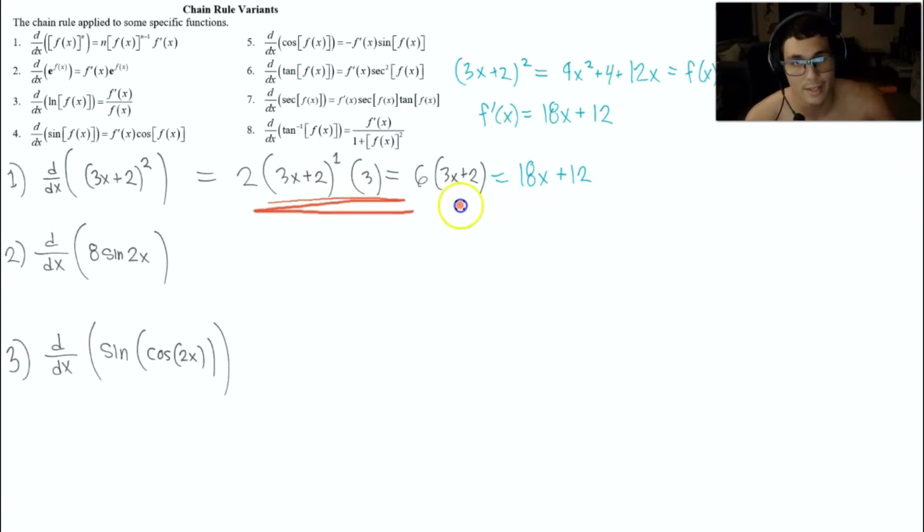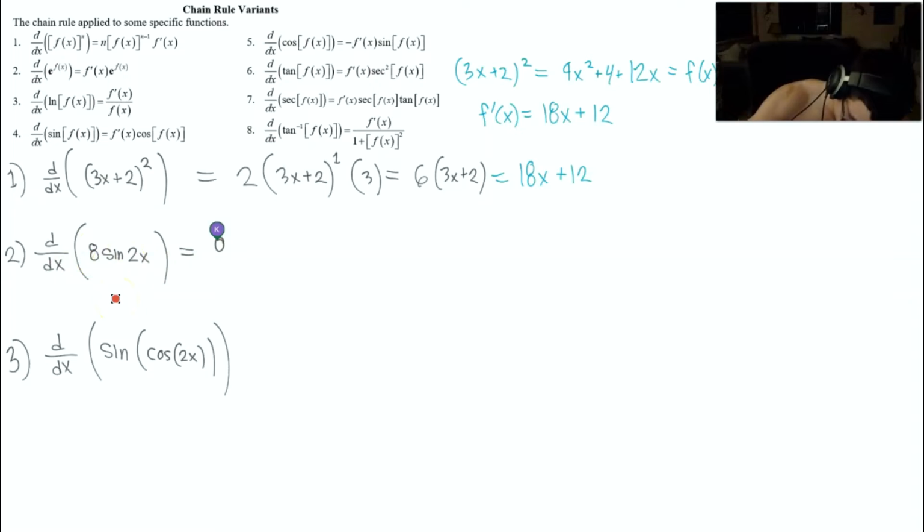Except, wasn't this a lot faster? Imagine if this was 3 or 4 or 5. That's when you want to use the chain rule, okay? Okay, let's do another example. 8's a constant. You can keep it out there.